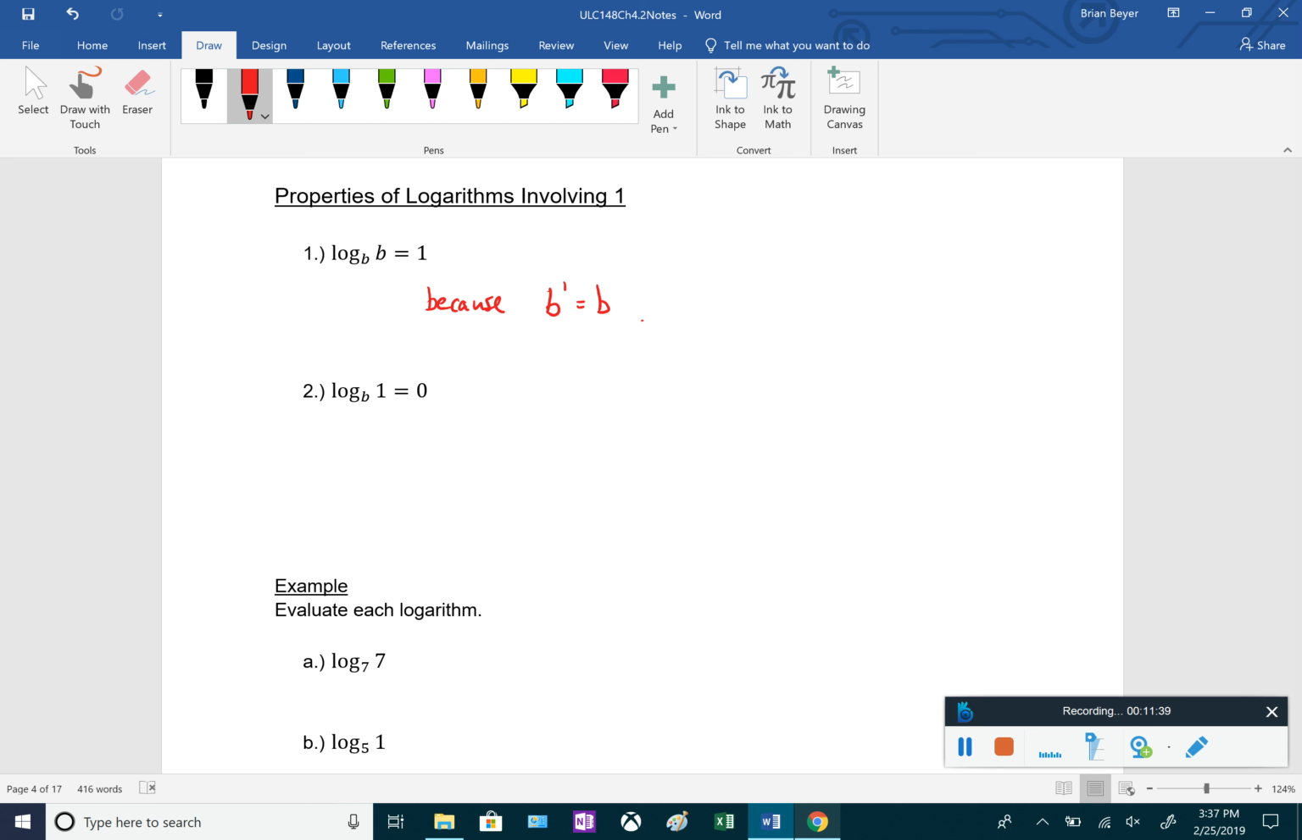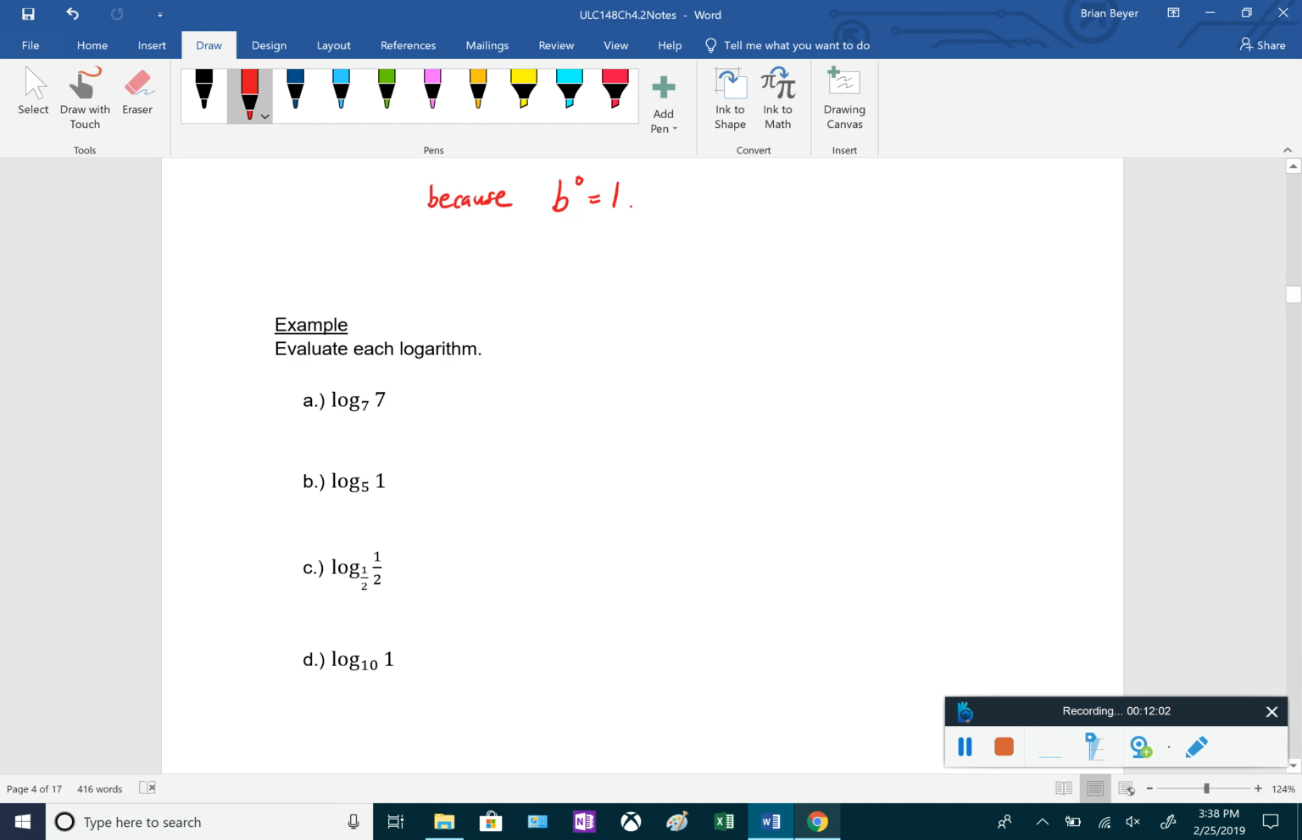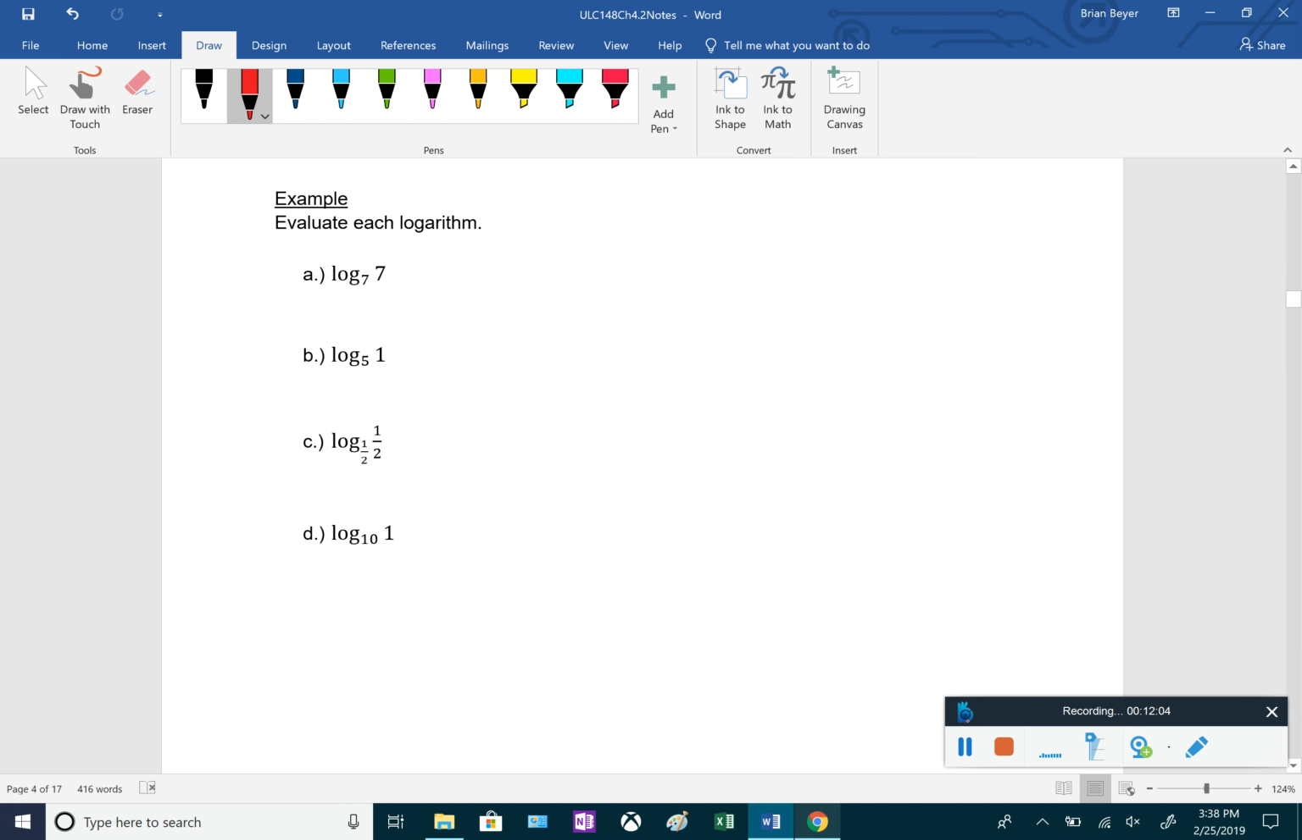For the next one, if we have log base b of 1, that will always equal 0. So log base anything of 1 is going to equal 0. Converting this into exponential form, this would be b to the 0 equals 1, which once again, hopefully we know is true because anything to the 0 power equals 1. So let's evaluate these, keeping those in mind.